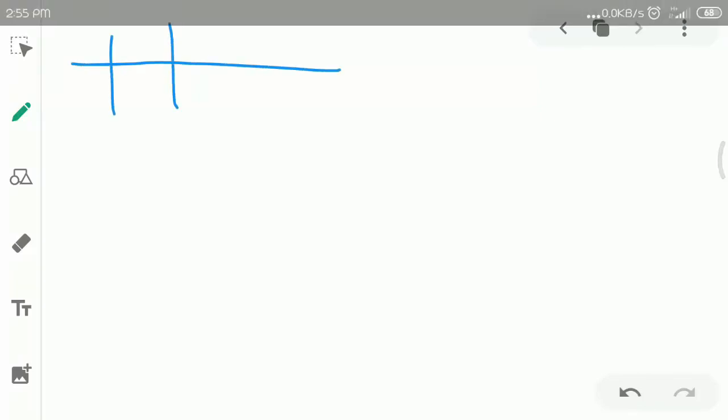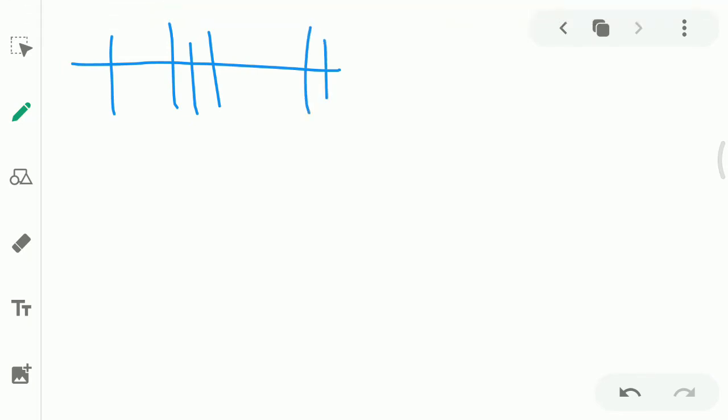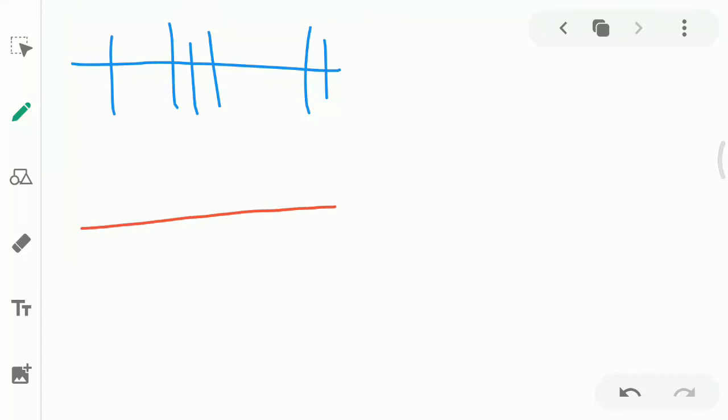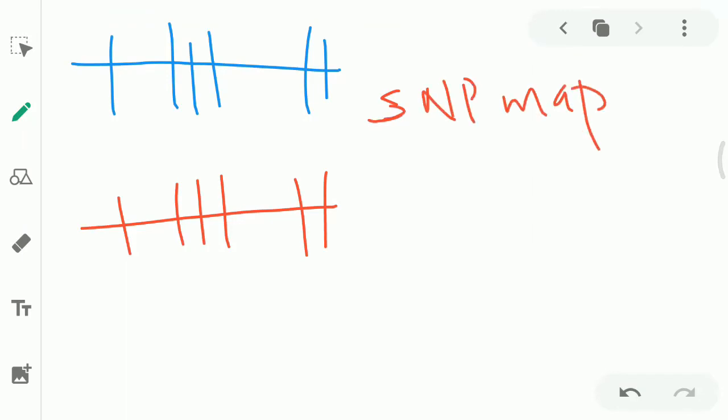These are positions of proposed SNPs. That means in an individual, these are the common sites where we can see SNPs. If I take another individual, he will also have changes at the same sites, and such a map is known as an SNP map or SNP profile.